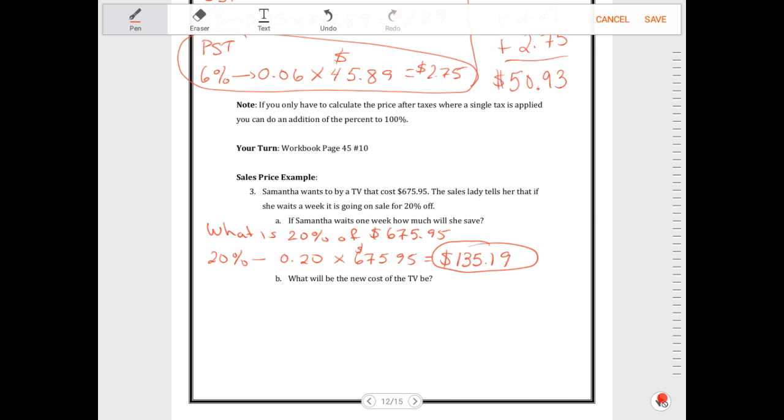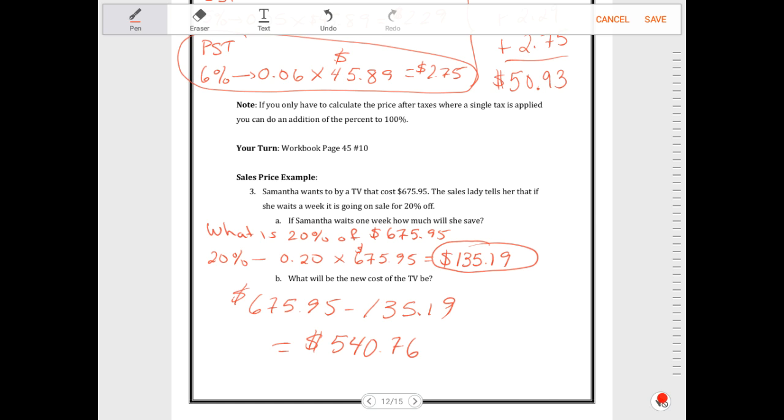That's awesome. That means it's going to come off. So if you want to know how much the price is going to be in 1 week or whatever it is, you have to go $675.95, take away the $135.19, and that gives you a price of $540.76.